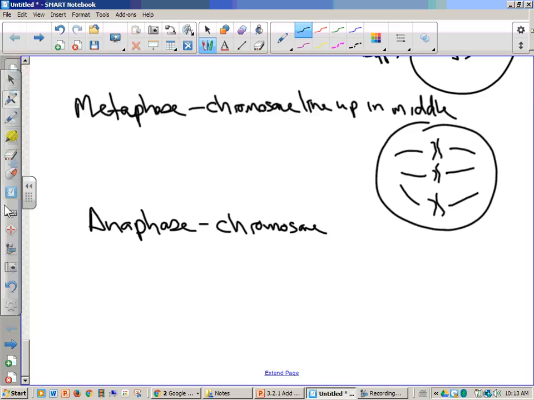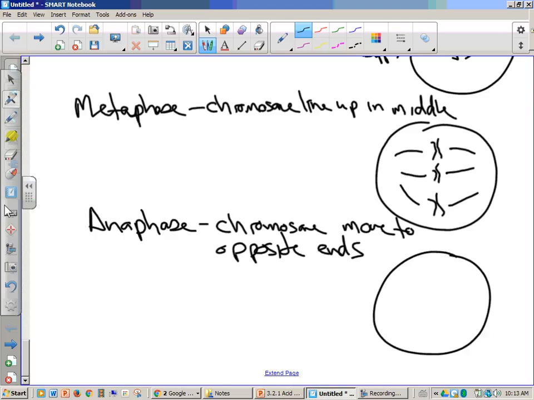Chromosomes. And they are pulled, but you can just say move to opposite ends. So again, if I'm drawing that one, now those little sister chromatids, right? We called them chromatids when they were separated out, are heading to the opposite side. But each chromatid is a duplicate pair of the genetic information.